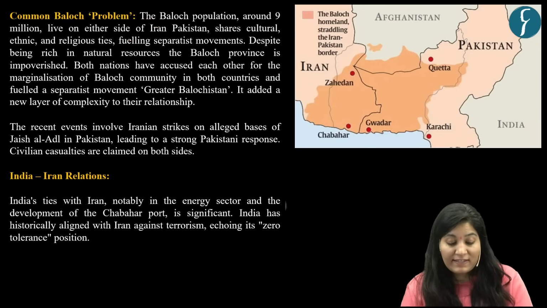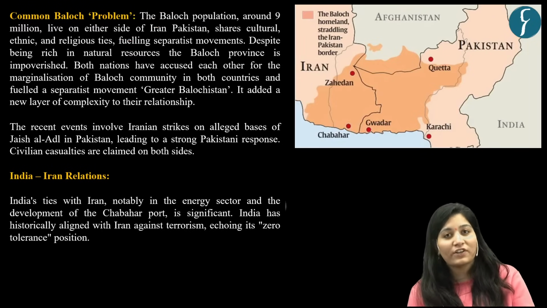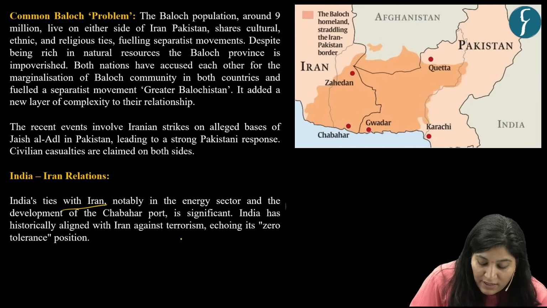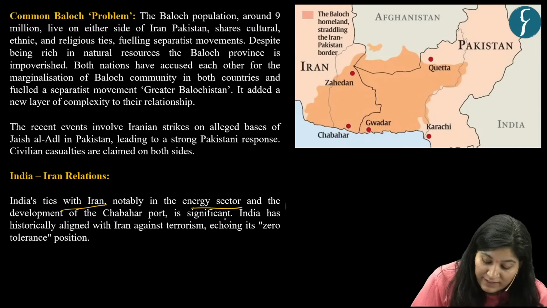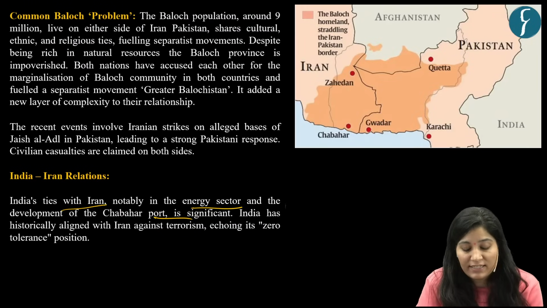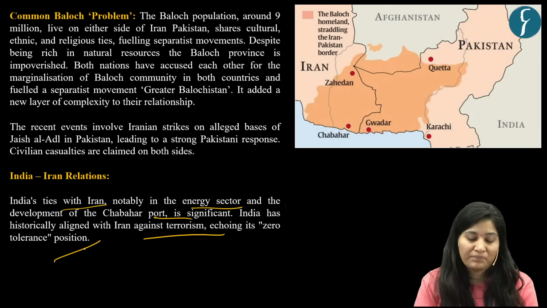Another important thing is India shares very good relations with Iran, as I told you. India has ties with Iran, especially in the energy sector and the development of Chabahar port, which is quite significant. And India has historically aligned with Iran against terrorism and maintains a zero tolerance position.